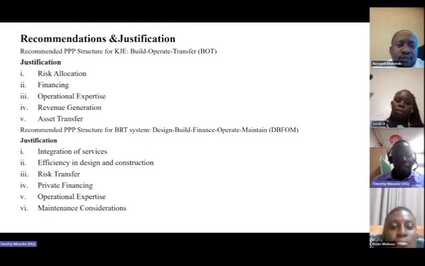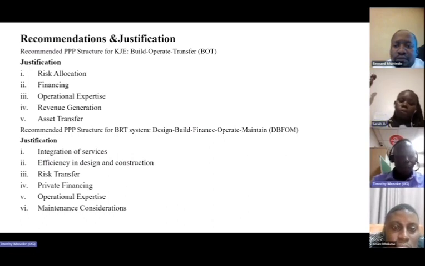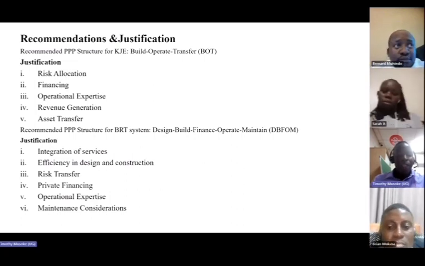For the second project that we looked at, we recommended the design, build, finance, operate, and maintain, with the justification speaking to the integration of services, which speaks to the expertise of the private sector. The efficiency in design and construction, again, the risk transfer is mentioned as part of the justification for that particular structure. Private financing, operation expertise, maintenance considerations as well.